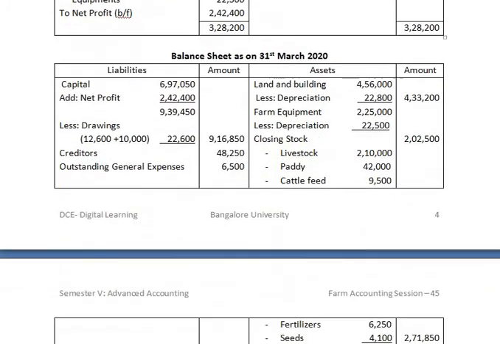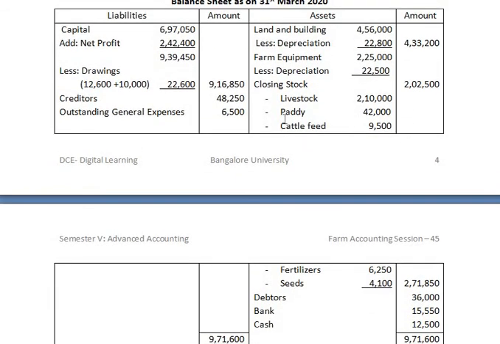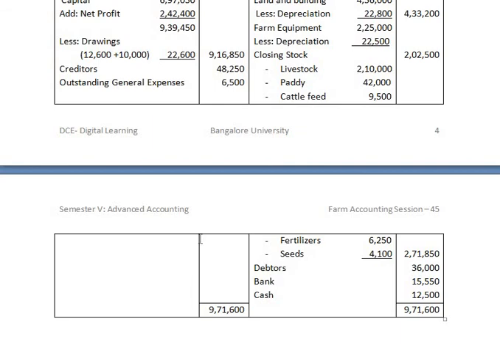Balance sheet. In the liability side, we have capital. Net profit has been added, drawings has been deducted, and creditors, outstanding expenses have been recorded. Asset side, land and building, depreciation amount is deducted. Farm equipment, depreciation on farm equipment has been deducted. Closing stock values have been written. Debtors, bank and cash have been recorded. Balance sheet is tallied. Thank you.